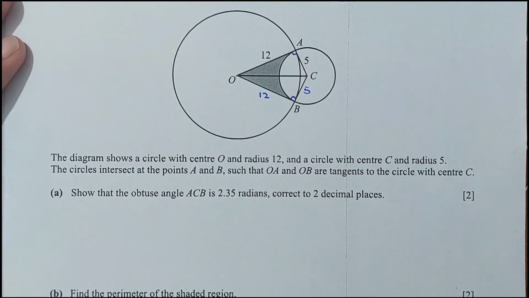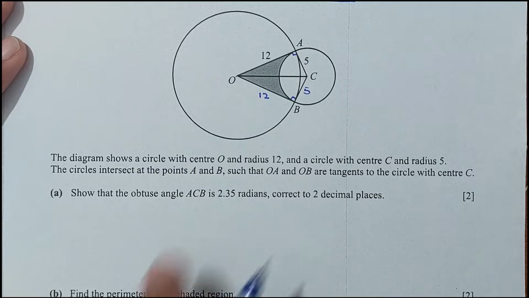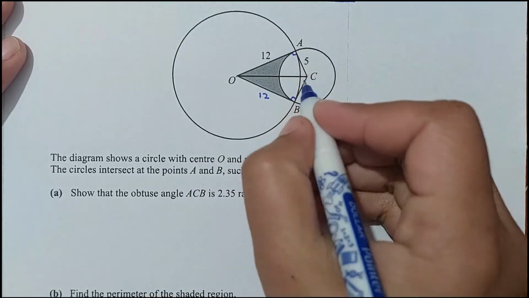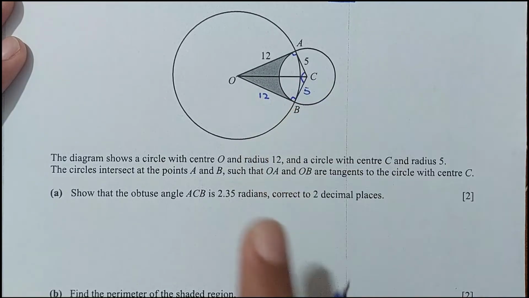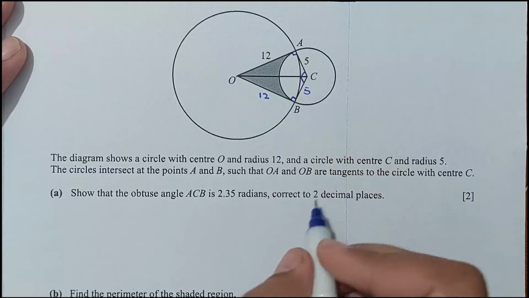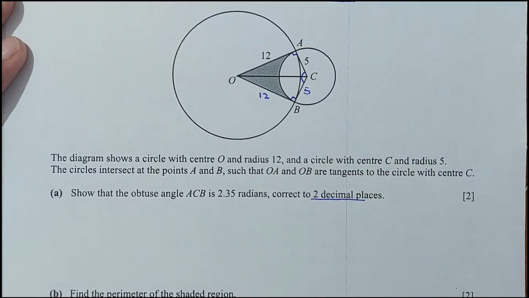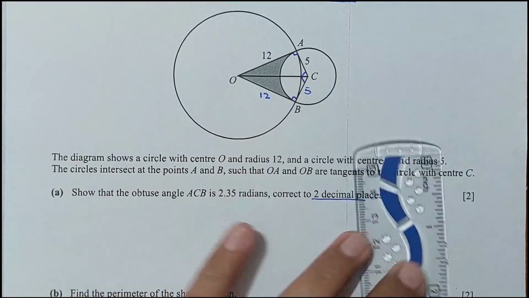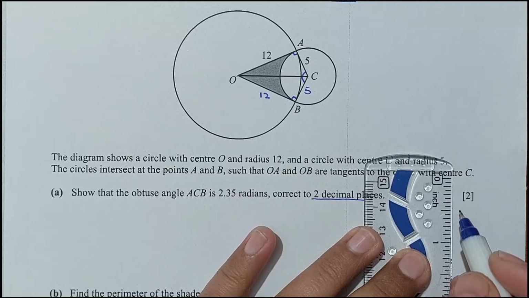Right. Now for part A, show that obtuse angle ACB. We have A, C and B. This obtuse angle, whole angle, is 2.35 radians correct to 2 decimal places. We have to show this. For this, let's visualize the triangle O, B and C. Let me draw this.